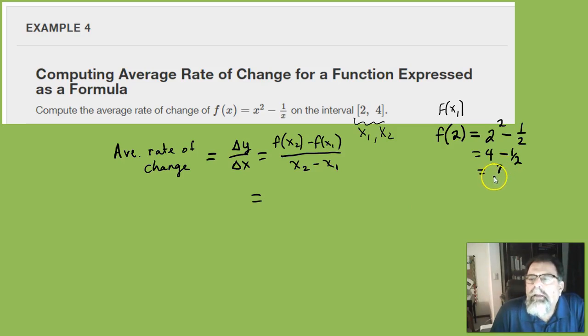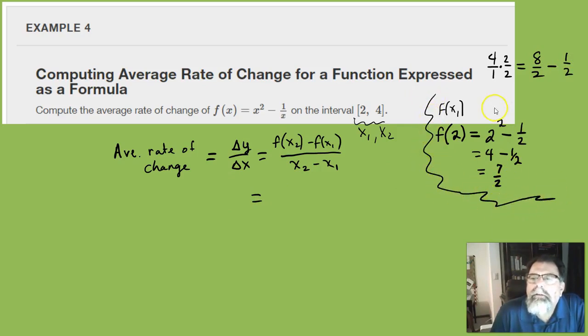So either way. So if you didn't know what to do, right? 4, you have 4 over 1. You want to get 2 as your common denominator. So that's 8 over 2 minus the 1 half. See, now you have common denominators. So 8 minus 1 is 7. All right.